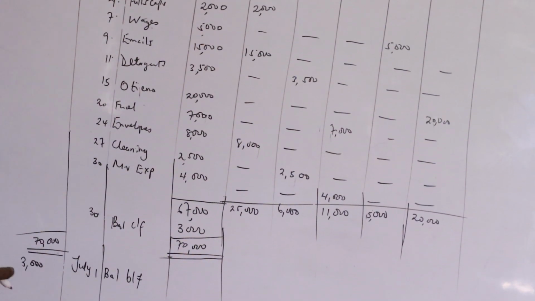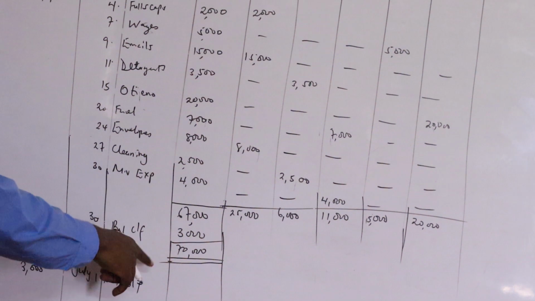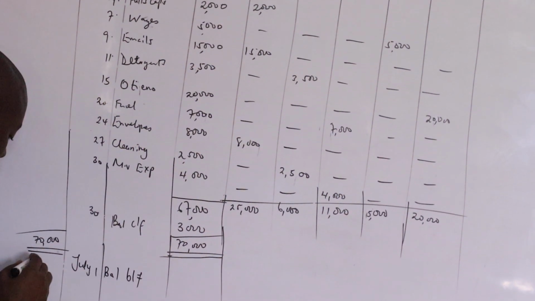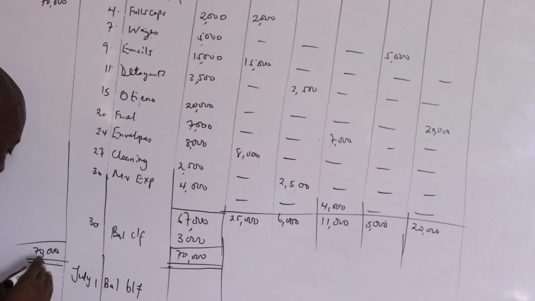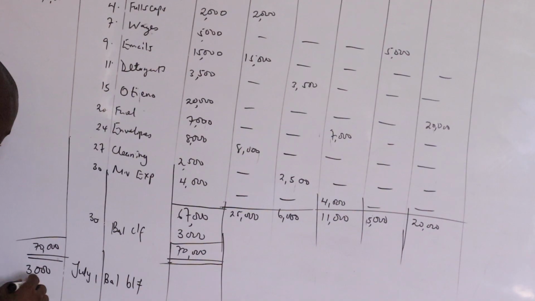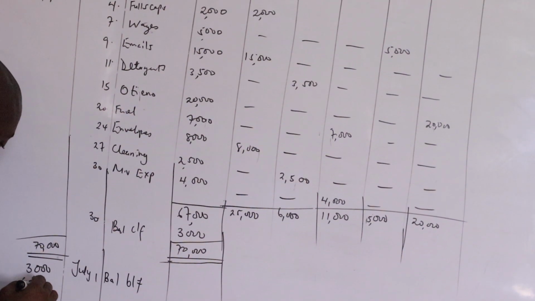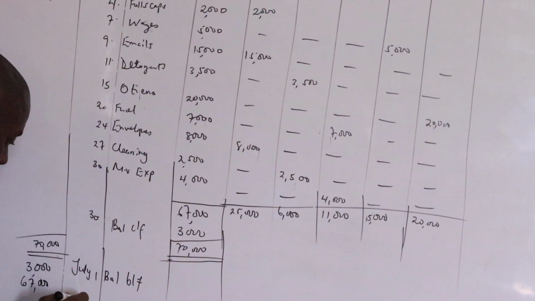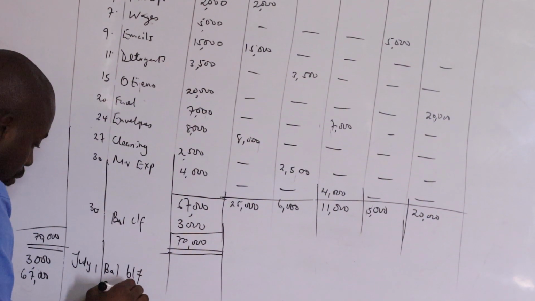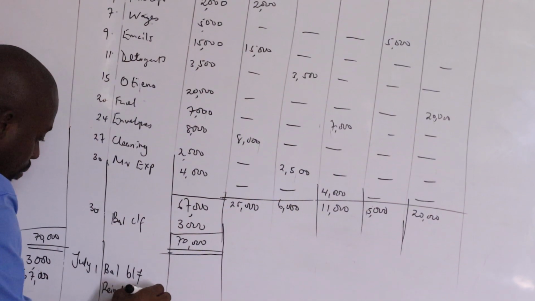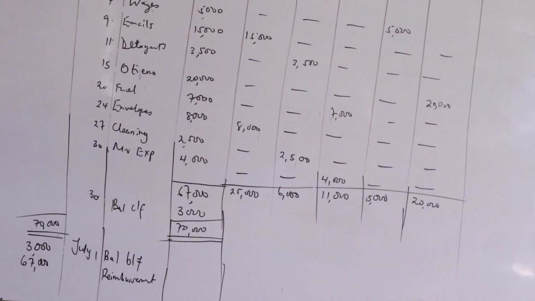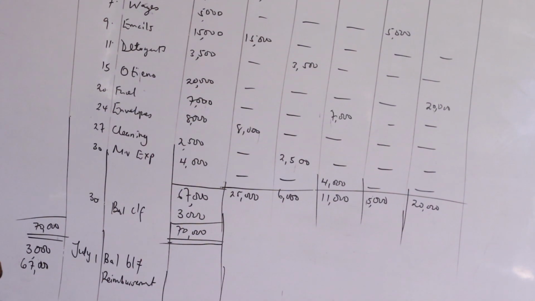Now, the amount restored to the imprest is how much had been spent in the previous period, which is 67,000, because we want our imprest to be at 70. So this 3,000 plus 67,000 is the reimbursement or restoration to the imprest. That's the amount that restores the imprest, called reimbursement. So that is the end of the petty cash book. That's how it's supposed to be done.